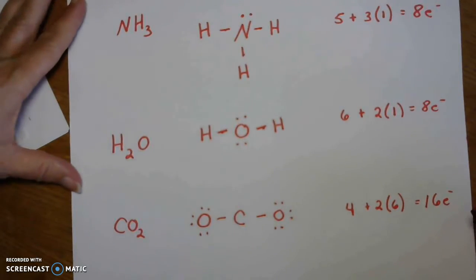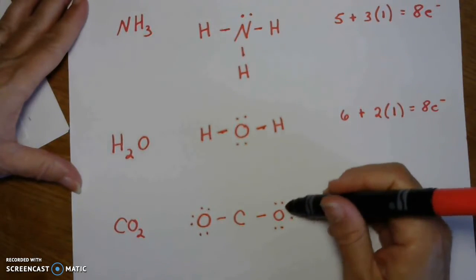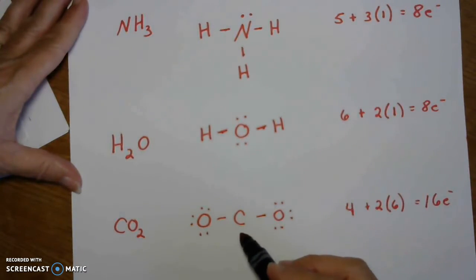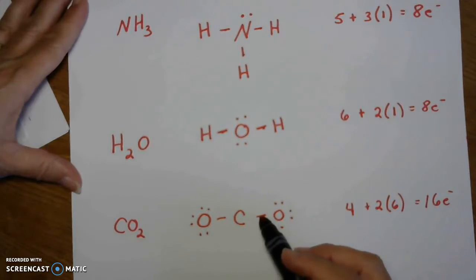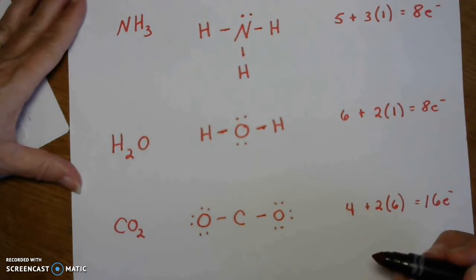And it looks like the oxygens are in good shape. They all have 8 electrons: 1, 2, 3, 4, 5, 6, 7, 8. But the carbon only has the 2 bonds, so it's only got 4 electrons. It's not happy at all.